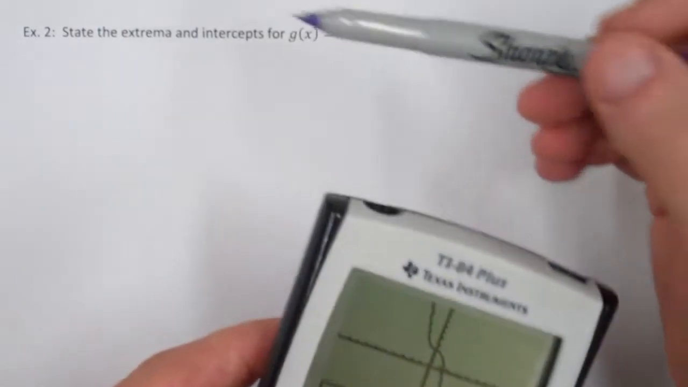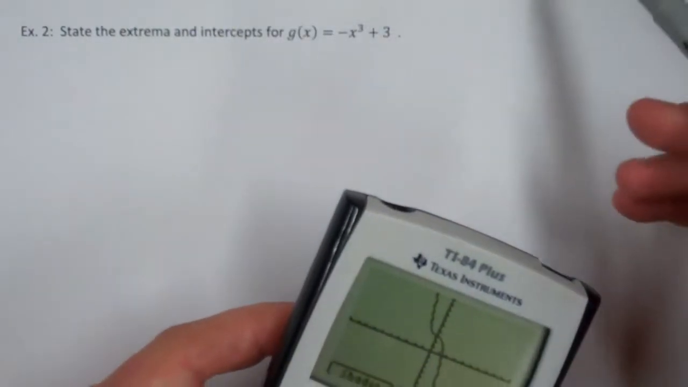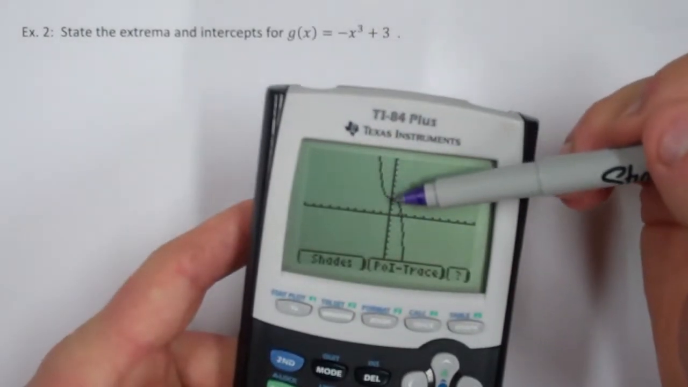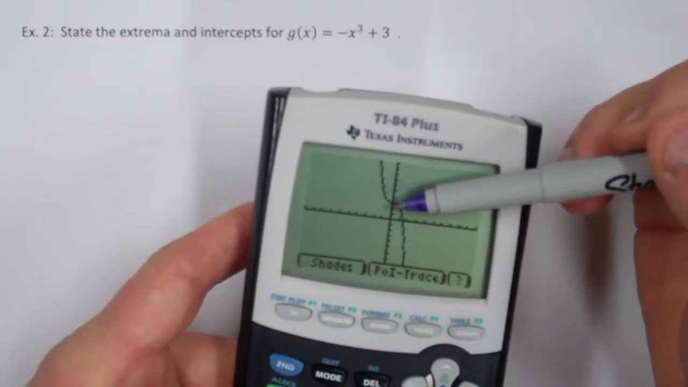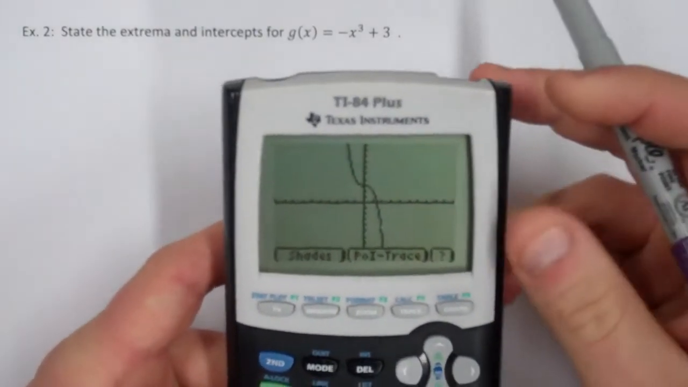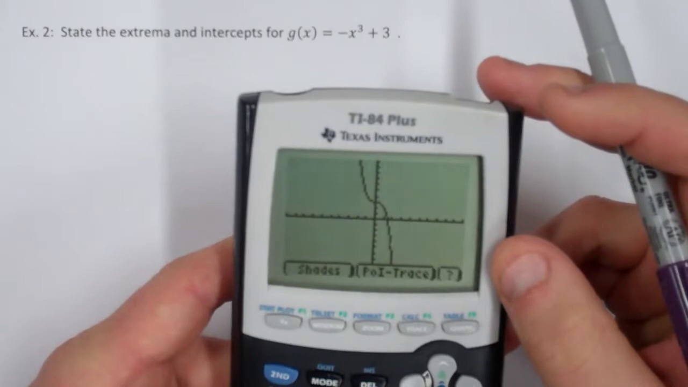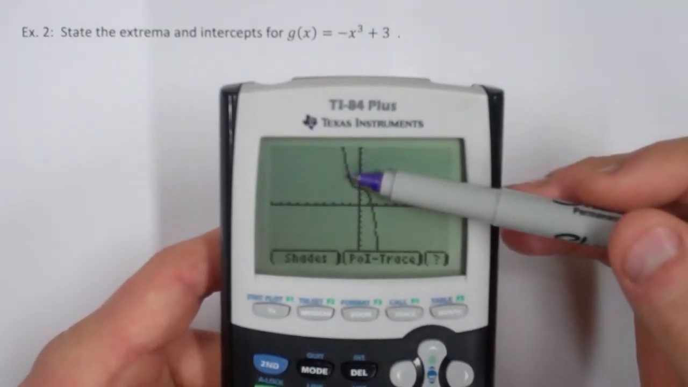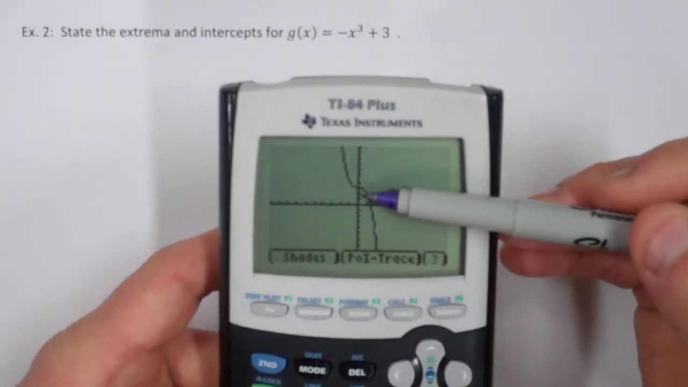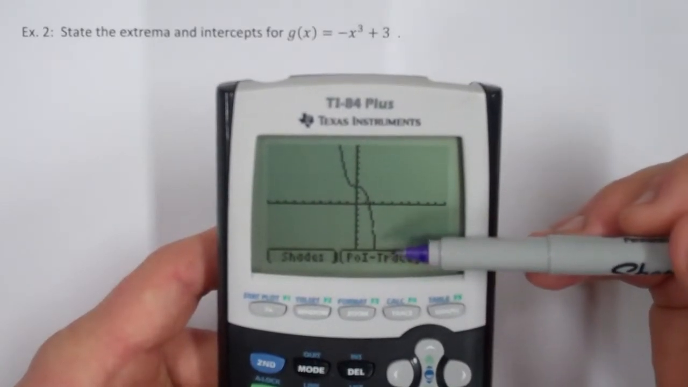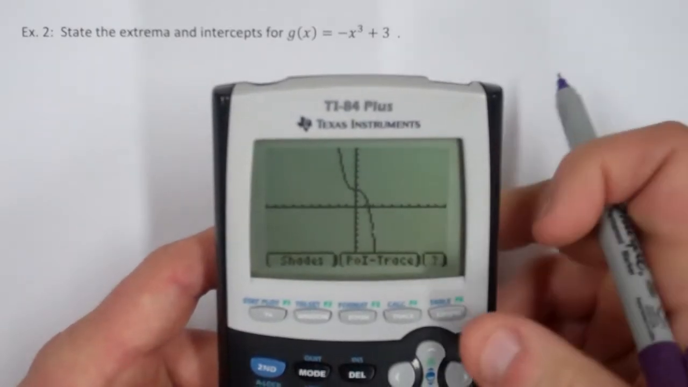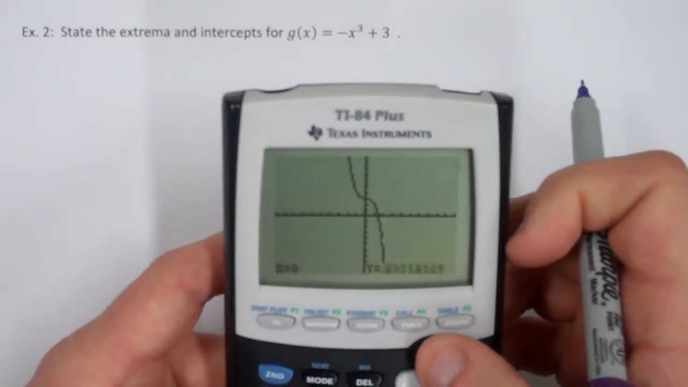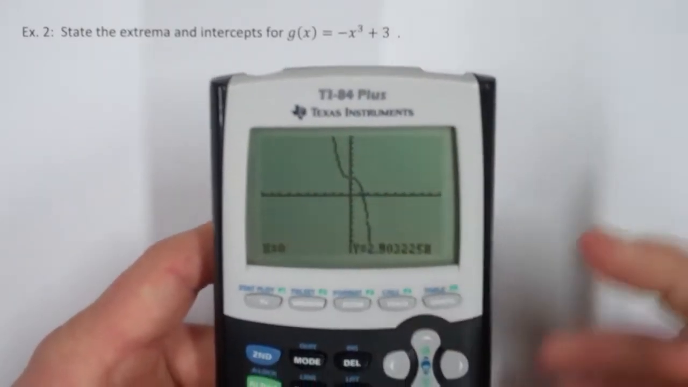Alright, so our question says state the extrema and intercepts for this function. This function is cubic, so it's going to have that look just like this. It might have a little wobble as it goes. At most it's going to have 1 minimum and 1 maximum. This one looks like it descends and then descends even further here. So even though it looks like it has a minimum or a maximum, and you can zoom in if you'd like, let's try that actually. We're going to zoom in on that most interesting section of the graph here.